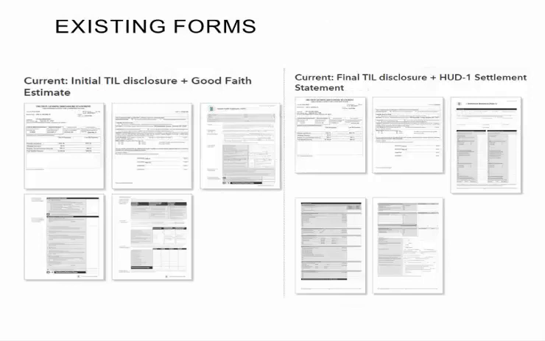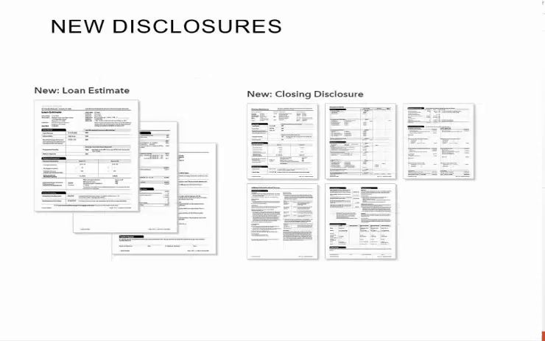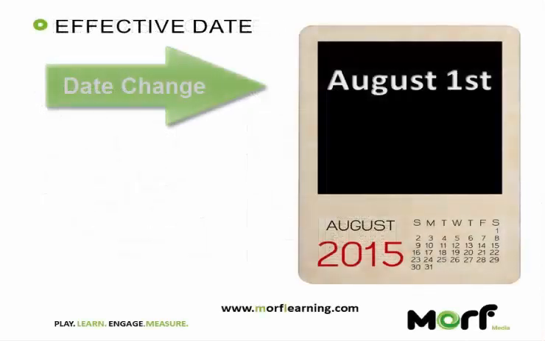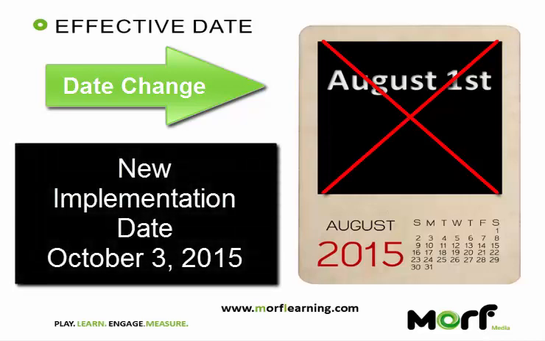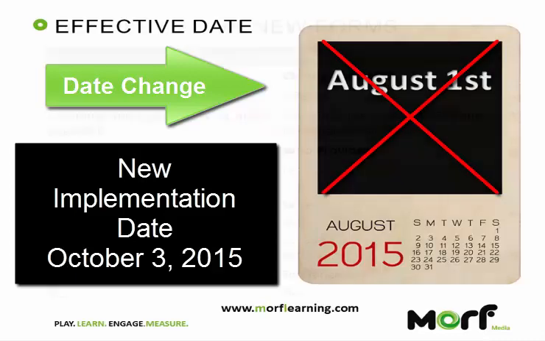So the forms that we use today are existing forms, a good faith estimate, or the GFE, and the initial TIL, which are issued at application, and then the final TIL and the HUD-1 settlement statement, which are issued at closing. The new disclosures are the new loan estimate and the closing disclosure. So the GFE and the initial TIL now become the loan estimate, and the HUD-1 and the final TIL now become the closing disclosure. This is for applications taken on or after August 1st of 2015. So the new loan estimate and closing disclosure forms cannot be used prior to August 1st, and this means that until August 1st, lenders will continue to use the old forms for all applications.